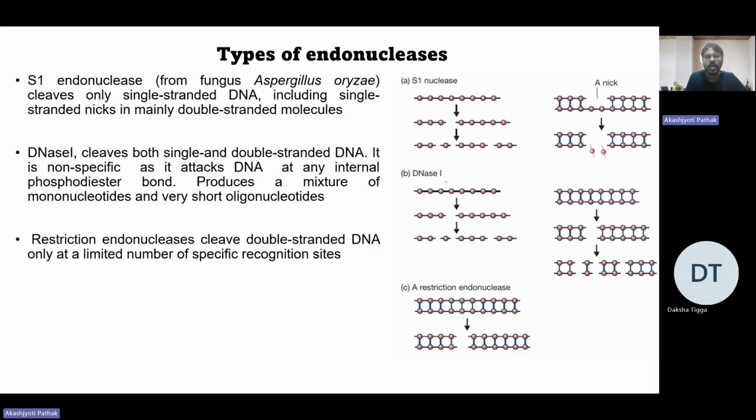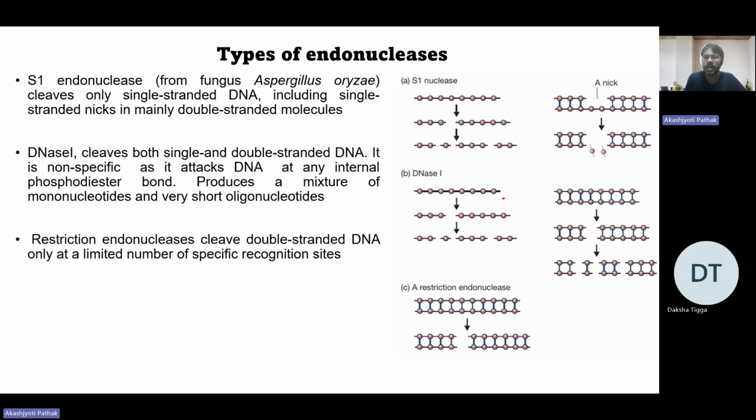Then DNase1 cleaves both single and double-stranded DNA. So you see this figure here. It has been shown here that this is a single-stranded DNA molecule and this is a double-stranded DNA molecule. DNase1 can act on both single-stranded DNA molecules as well as double-stranded DNA molecules. Okay, so this is non-specific as it attacks DNA at any internal phosphodiester bond. So it can act anywhere. The phosphodiester bond at any region within the DNA molecule can be broken. As a result, you are getting different fragments of the DNA molecule.